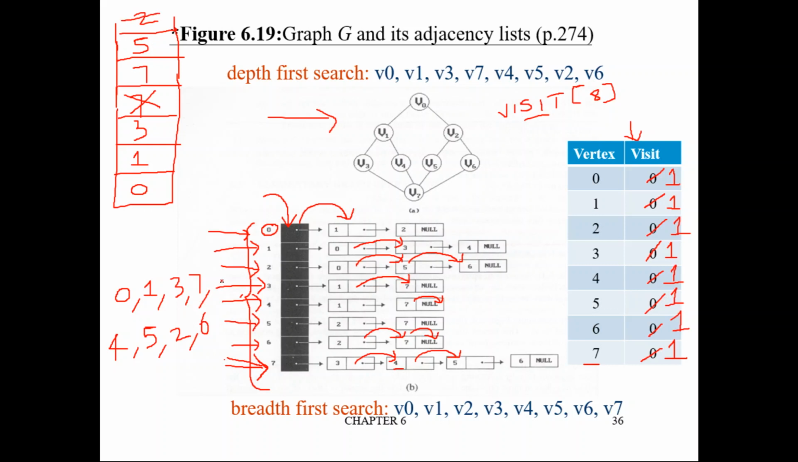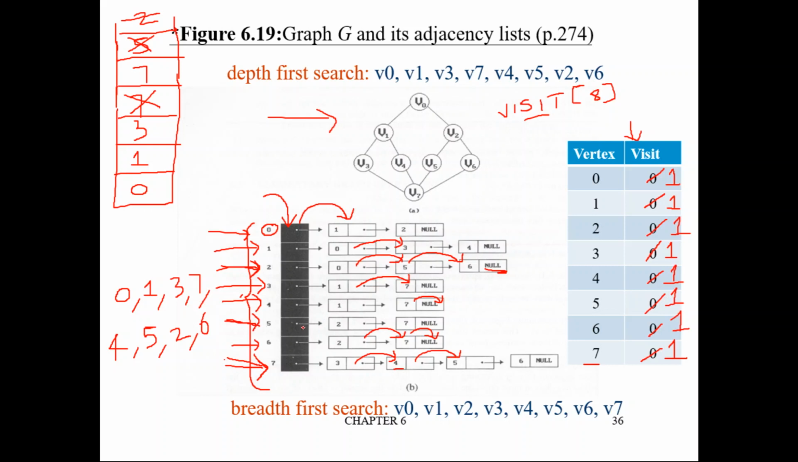It means the control has gone back to 2. Now we are in 2. From 2, 0 is visited, yes. 5 is visited, yes. 6 is visited, yes. Now all are visited. Then go next. Null. Null means what should you do? Pop. So pop means 5 will come out. It means currently our control is in 5.